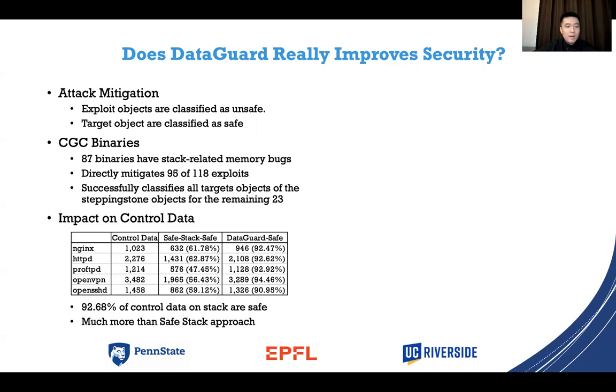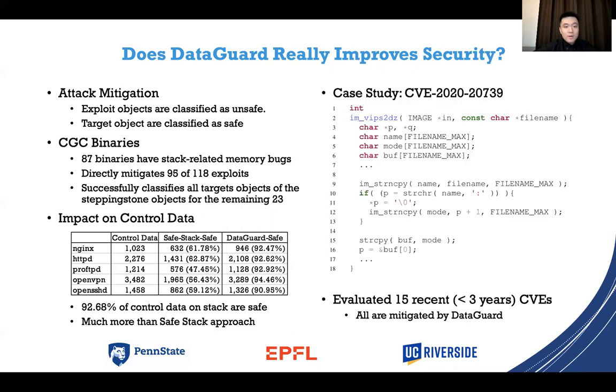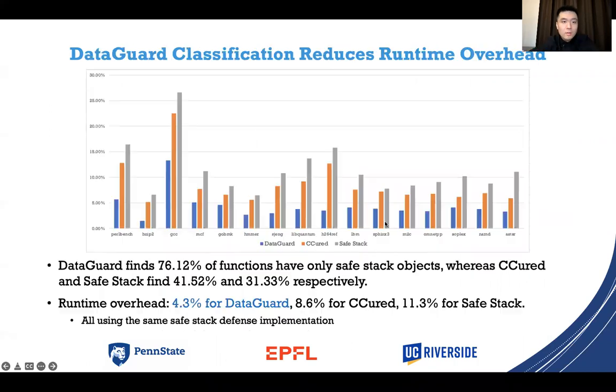Also, attacks on control data remain a huge problem for stack safety, as an attacker can alter the control flow path but will not be identified by CFI. In DataGuard, we classified 92% of the control data on the stack as safe, and thus it can be protected without runtime checks. Similarly, for the 15 CVEs of recent years that we evaluated, we successfully prevented the exploit of all of them, and the details can be found in the paper appendices.